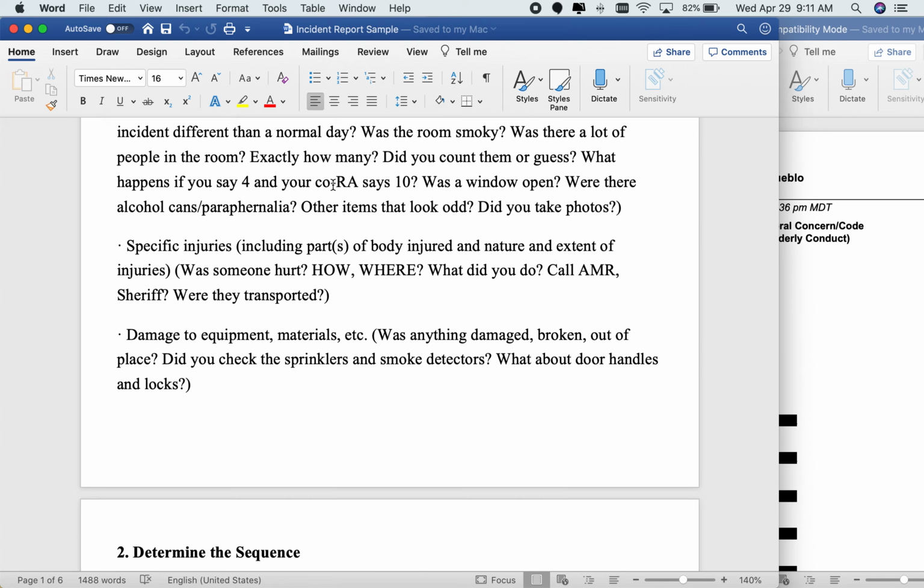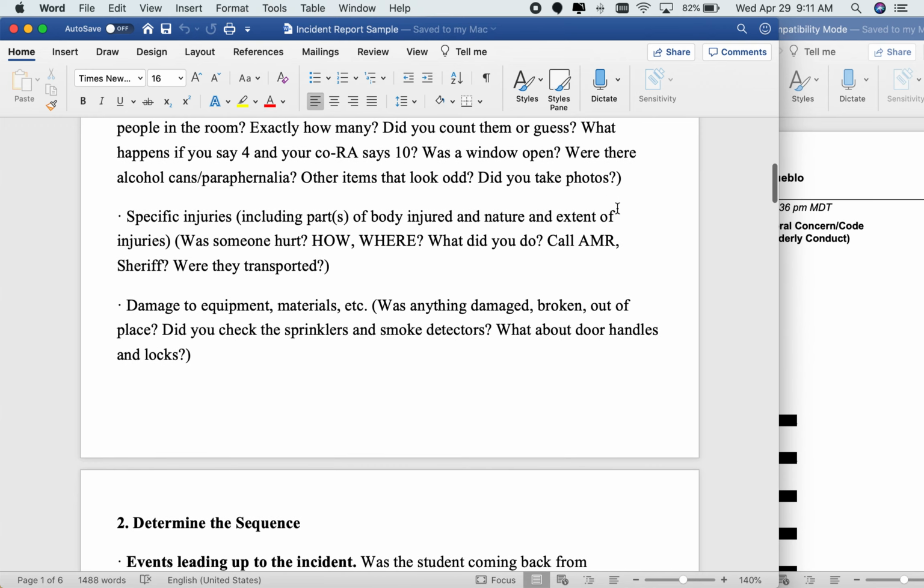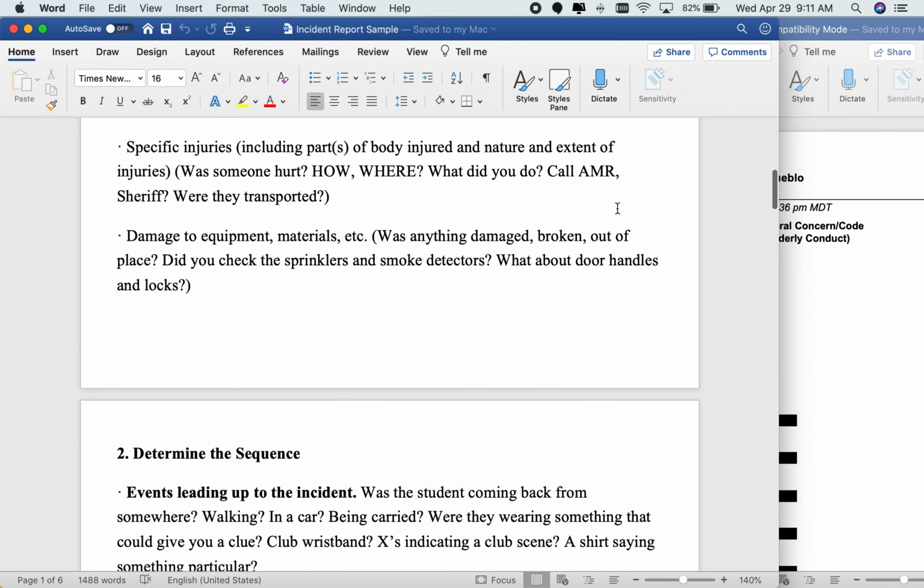Take photos in that regard so that we can kind of piece those things together. There have been a lot of times where students go in the room and they're like, I don't know, there was just liquor in the room. Okay, was there a bottle of beer? Was there a case of beer? All of these things make a difference, right? So be sure and take photos so we know what you're talking about.